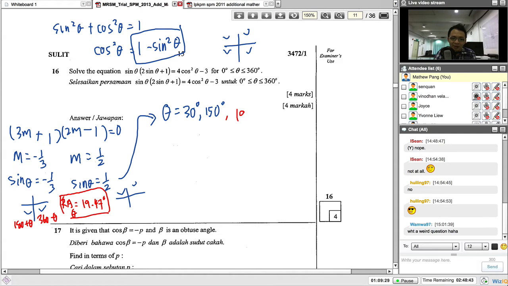So this one is 199.47 after I plus 180. And then I use 360 minus the angle, and the other one I will get 340.53. Okay, so I will have 4 answers over here. The red color is for the negative, and the blue color is for the positive. Right, this is trigonometric function. I hope you can understand. Okay, let's move on.